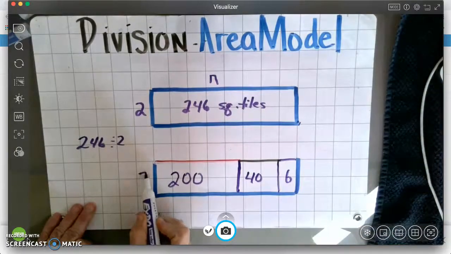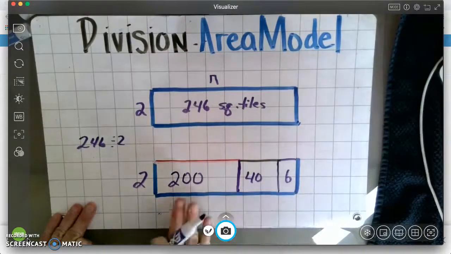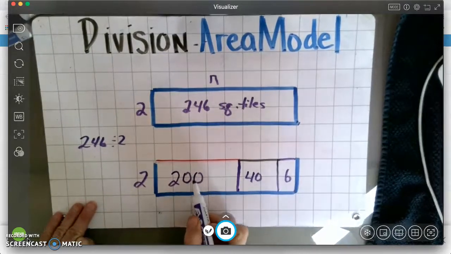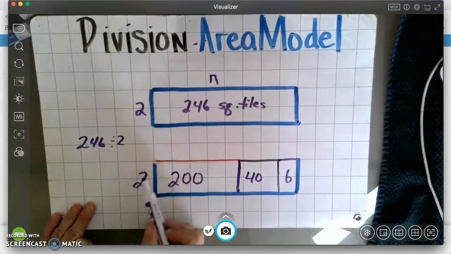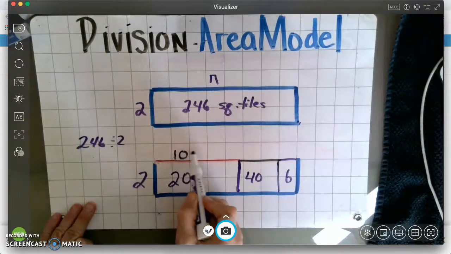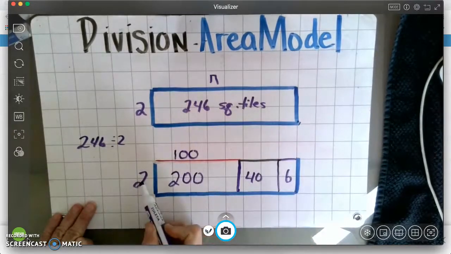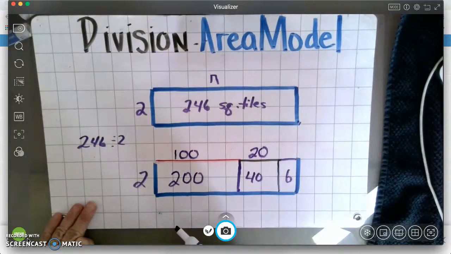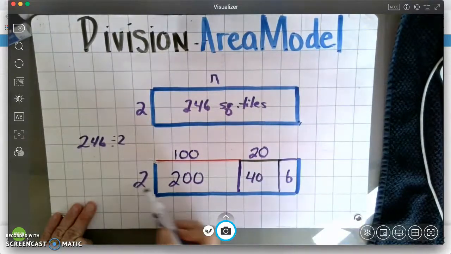And we said it was 2 tiles wide. So now that we can see our friendly numbers, we can divide those by 2. So you can ask yourself, 200 divided by 2 is what? Or what times 2 is 200? Well, I know that's 100. What times 2 is 40? I love how the division and multiplication are back and forth. What times 2 is 6?